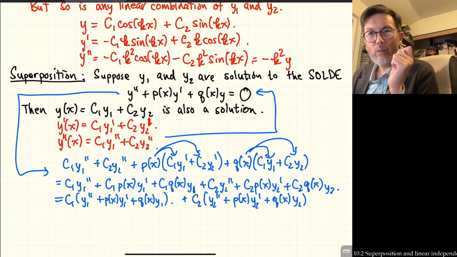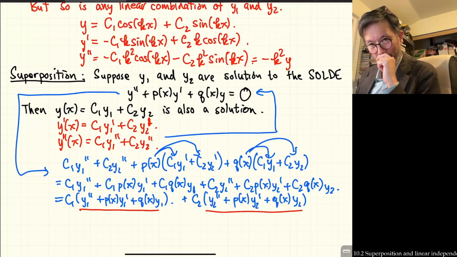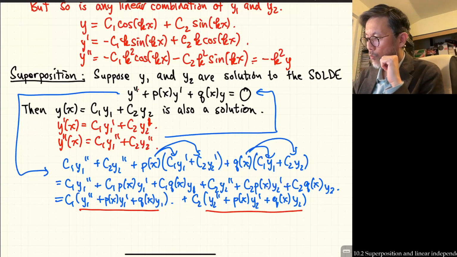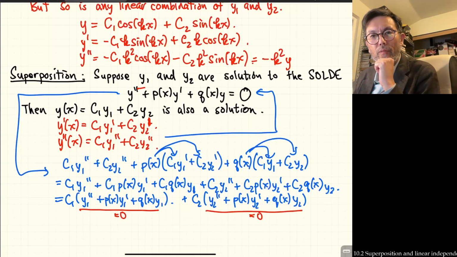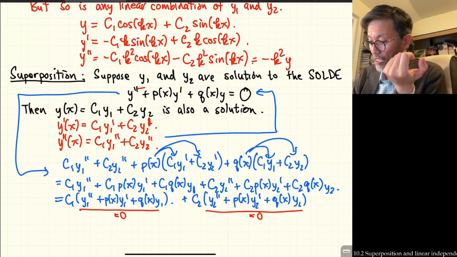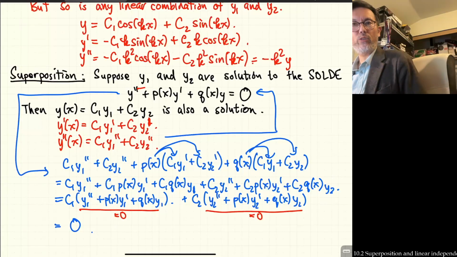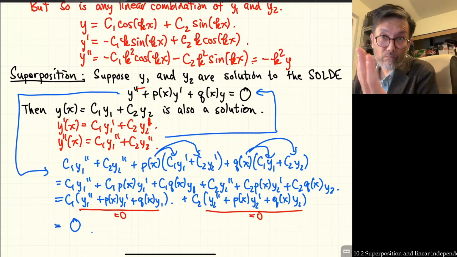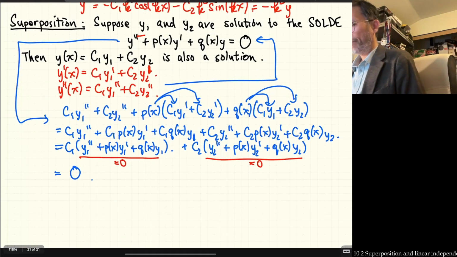And now what do we know about this and about that by assumption? Because we know that y1 and y2 are solutions to the differential equation. So we know that each of these are equal to 0. And this is where it's crucial that we have a 0 here. And so what this means is that each of these things is equal to 0, and we get 0 in the end. This shows the superposition principle. Pretty convincing, no? Okay.